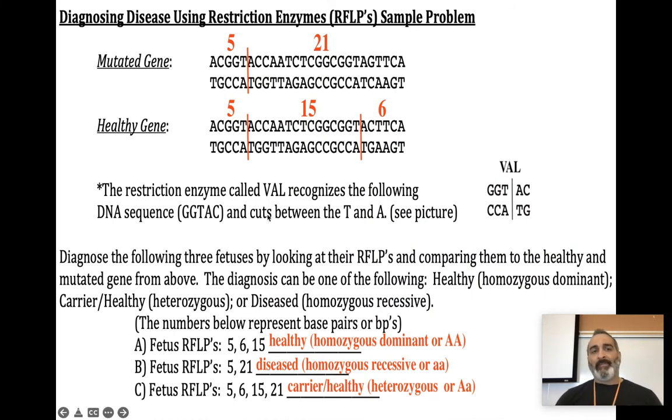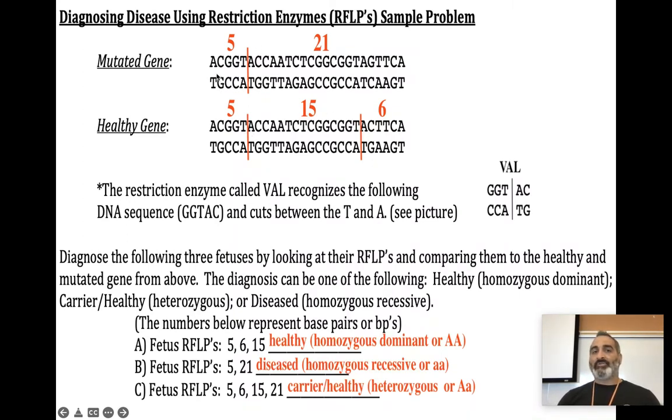We learned last time, for example, if you're given a mutated, unhealthy gene and a healthy gene to analyze, and then we give you a restriction enzyme. In this case, the restriction enzyme is called VAL, for Valhalla. It gives you the sequence and how it cuts through the DNA. They're all labeled for you here: GGTAC, GGTAC, GGTAC. And it doesn't cut up here because that's GGTAG, which is not a match. So it cuts once in the mutated gene, twice in the healthy gene.